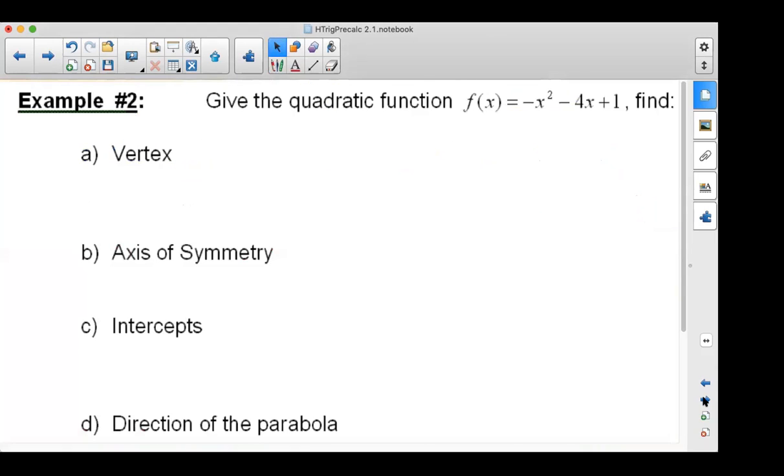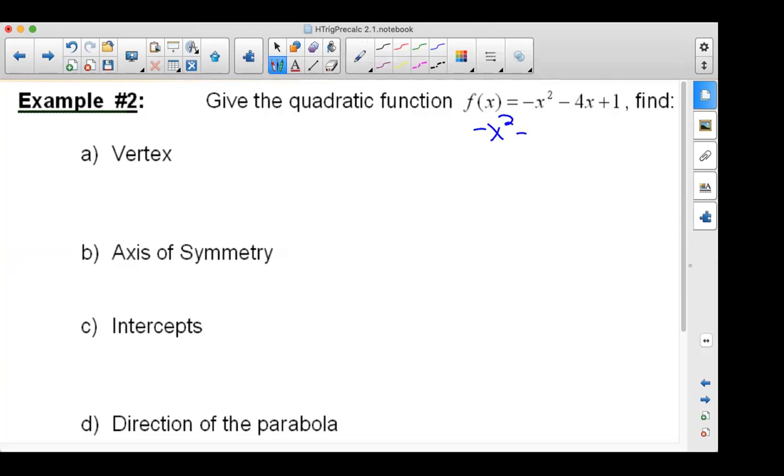So I'd like you to look at the next problem, and we're going to do the same thing so you feel a little more comfortable getting a second problem done. Given the function f of x equals negative x squared minus 4x plus 1. Again, we're finding the vertex, the axis of symmetry, the intercepts, and the direction of the parabola.